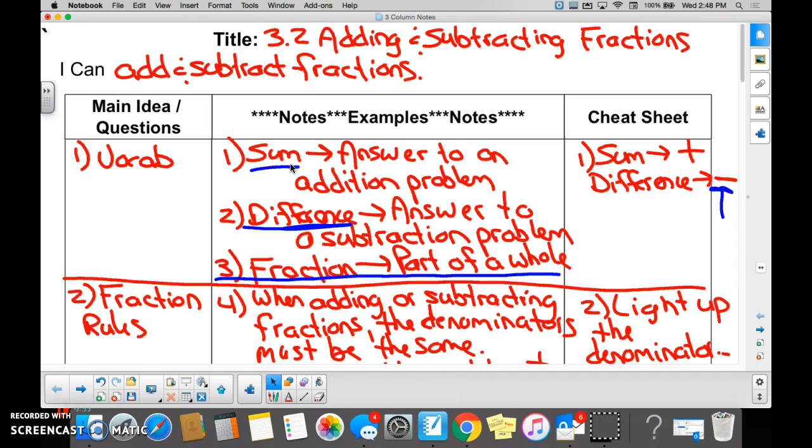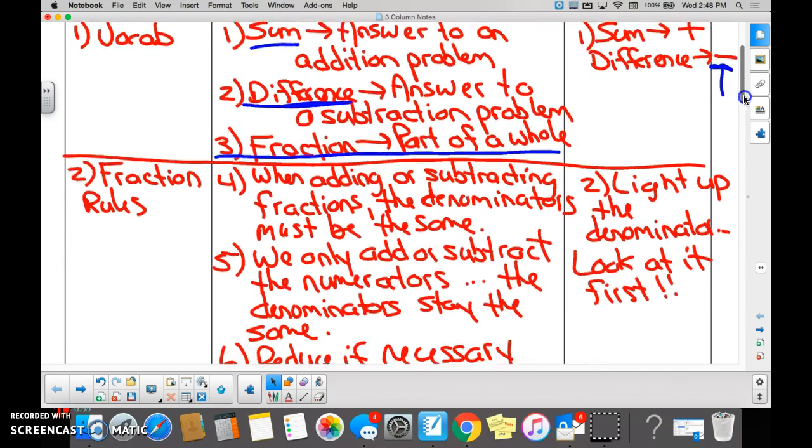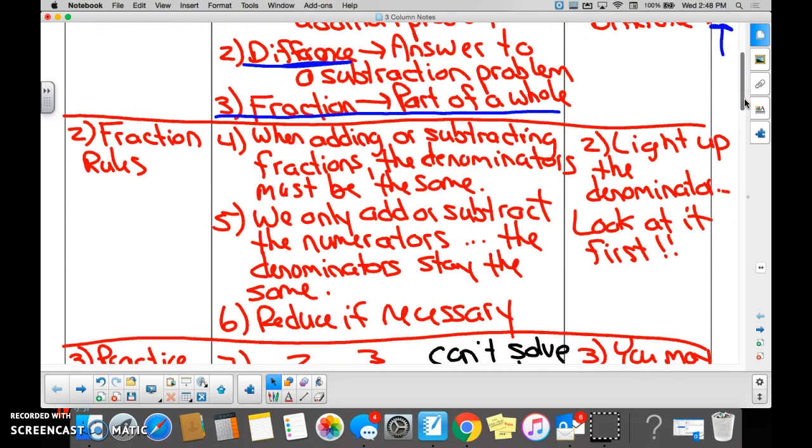All right, fraction rules. Number 1: the denominators when adding or subtracting fractions must be the same. So the first thing we look at, again, is the denominator. At this point in our life, if the denominators are not the same, are we done with the problem? Yes. We're done. We don't do anything. If we don't have common denominators, you're done. So they can't do anything. At this point, that's going to change.